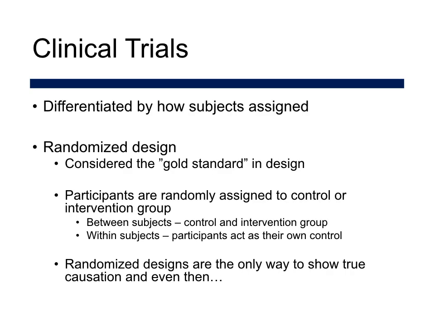Clinical trials are differentiated by how subjects are assigned. In a randomized design, participants are randomly assigned to a control or intervention group. There may be additional types of groups based on the type of the intervention, but the key is that the participants are randomly assigned to the groups.